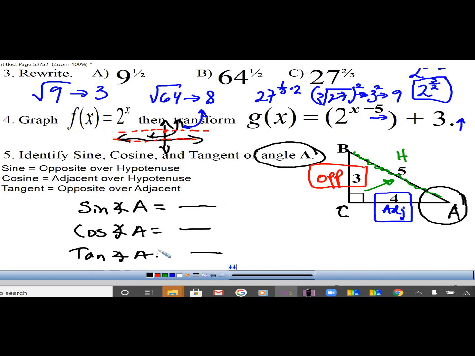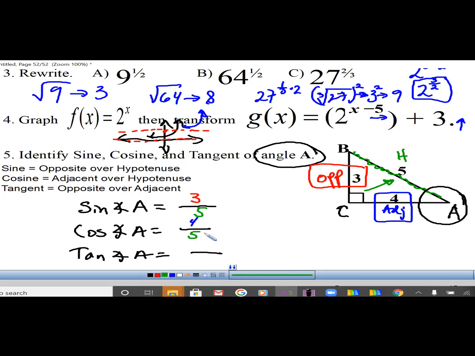So here we go. To get the sine, we need a fraction formed by the opposite over the hypotenuse. What is my opposite? The opposite is 3. And what is my hypotenuse? My hypotenuse is 5. For cosine, it reads adjacent over hypotenuse. Adjacent being what? 4. And what is the hypotenuse? The hypotenuse hasn't changed. It's still 5.